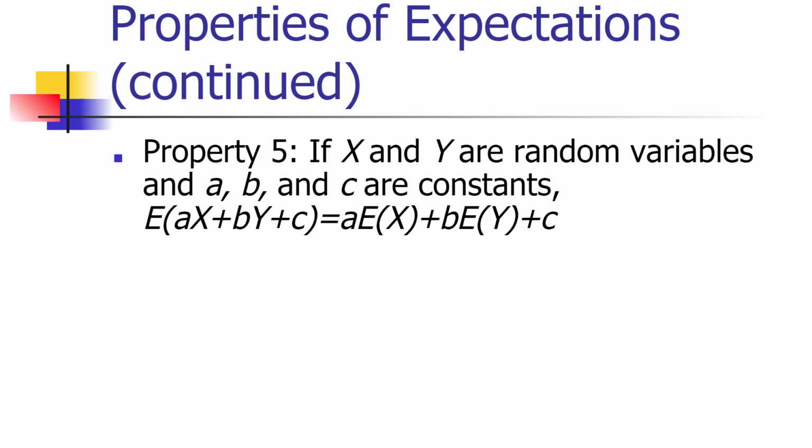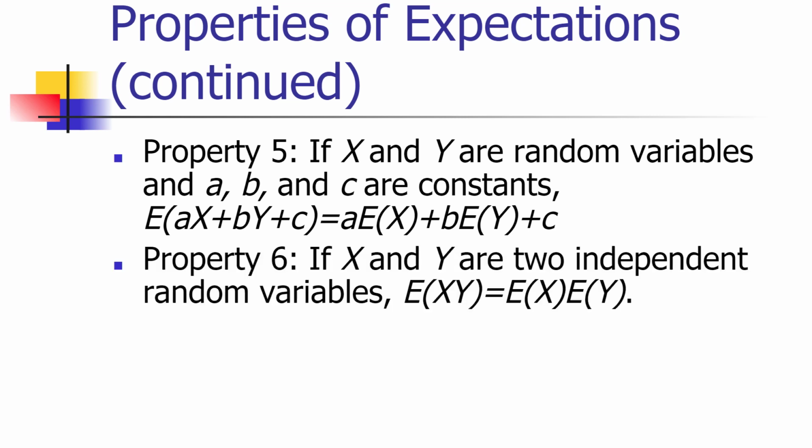More generally, combining those first 4 properties, we can demonstrate that if X and Y are random variables and A, B, and C are constants, the expected value of AX plus BY plus C is equal to A times the expected value of X plus B times the expected value of Y plus C. So essentially, this just combines what we've talked about before. Another way of putting that is that the expected value operator is a linear operator.